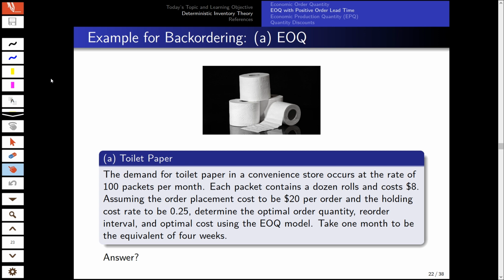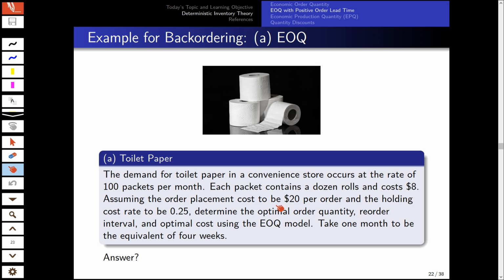So here now you can take the following exercise. We have a convenience store, and by the way, I would invite everybody who's following the video so far to take this challenge. We have a convenience store that has a demand for toilet paper at, in these times, very low rates per month. They sell it in packages containing a dozen rolls at a certain cost.